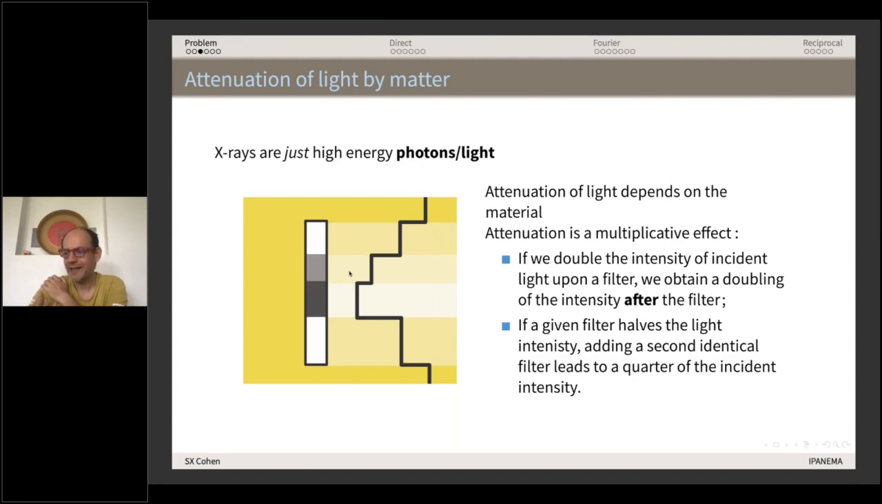Okay, so we don't add, but we multiply the effect of attenuation by a filter. And when I say filter, it is basically some matter which partially attenuates the light. Obviously, if we cut out the light completely, it's very difficult to say that we have more or less light afterward.